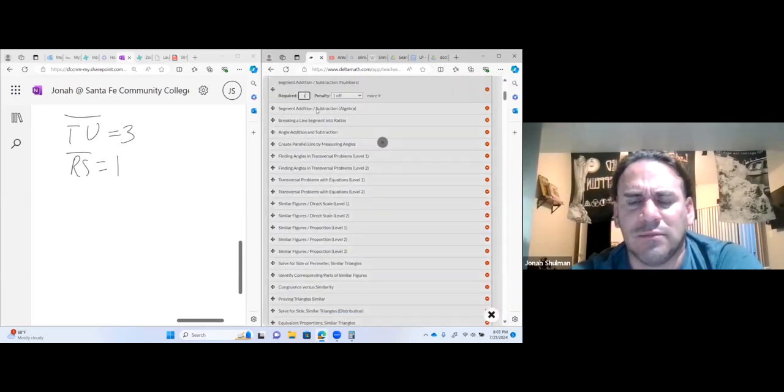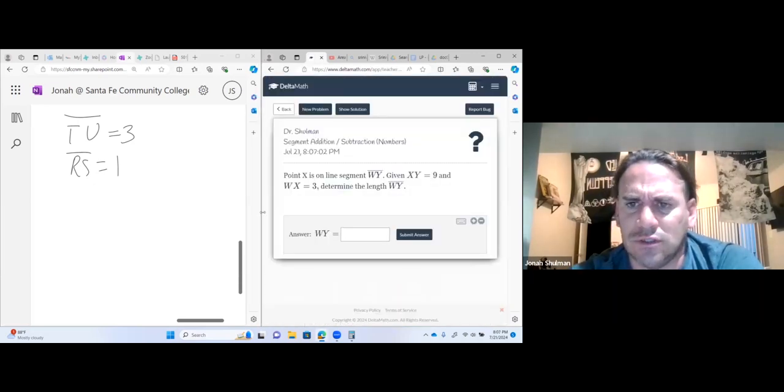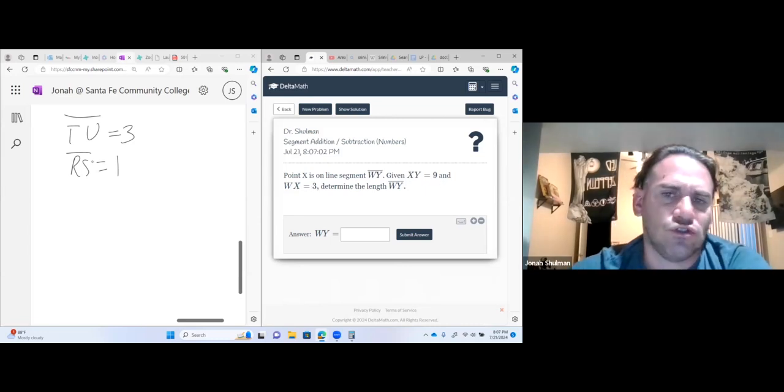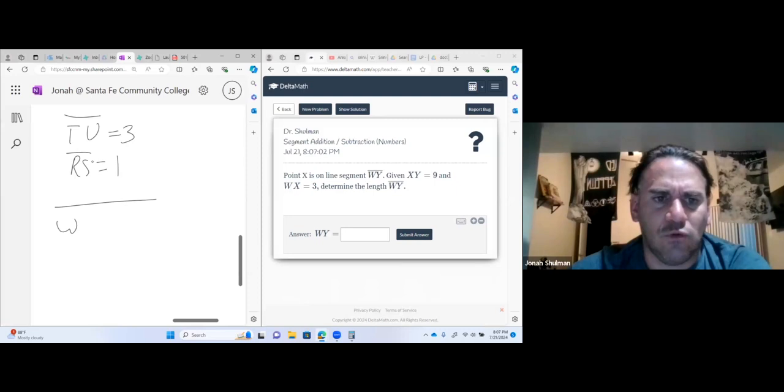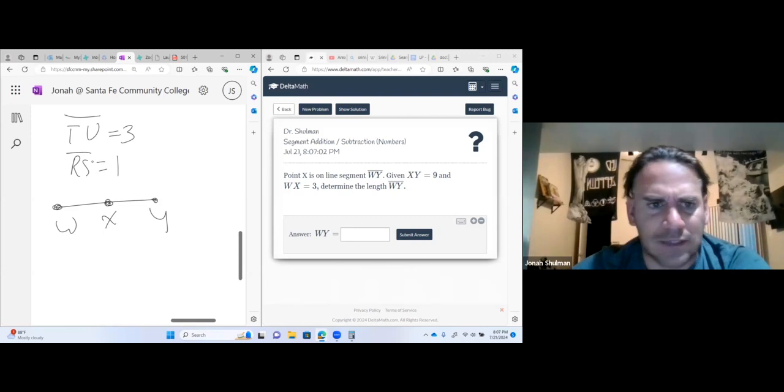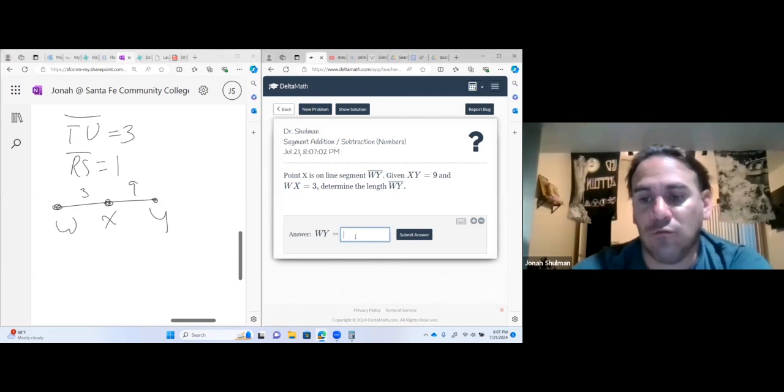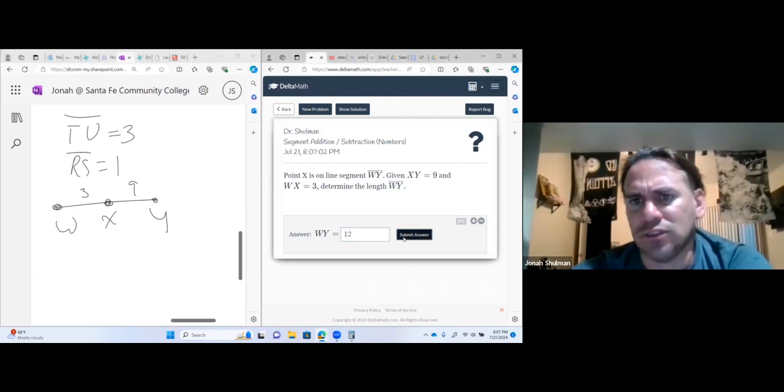Let's do some segment addition or subtraction. So here's our segment. XY is 9, WX is 3. So you should always draw it, right? WY are the endpoints because that's what's there, and we have an X somewhere in the middle. So we know XY is 9, and we know WX is 3. So to put them together, we're going to end up with 12. Just simple addition.